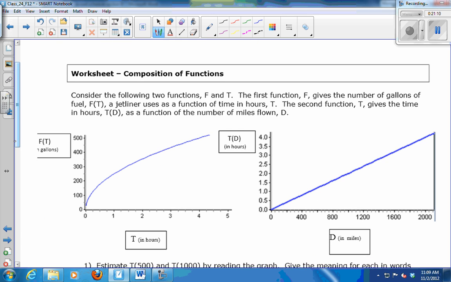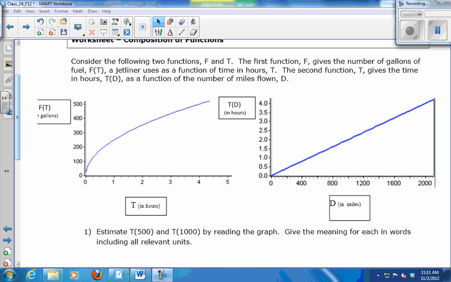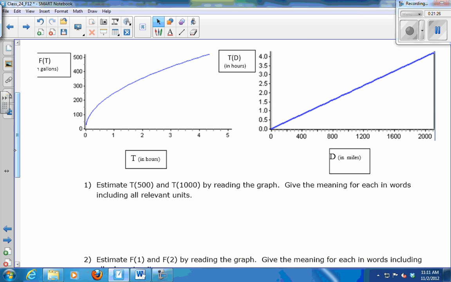All right, I have a little worksheet that I want you to work on in your groups about composing functions. And we have sort of a real life scenario where you might have two composed functions. It's not clear which picture is which. So this is the graph of t. The input is d, the output is t of d. And this one is the graph of f. Input is t, output f of t.